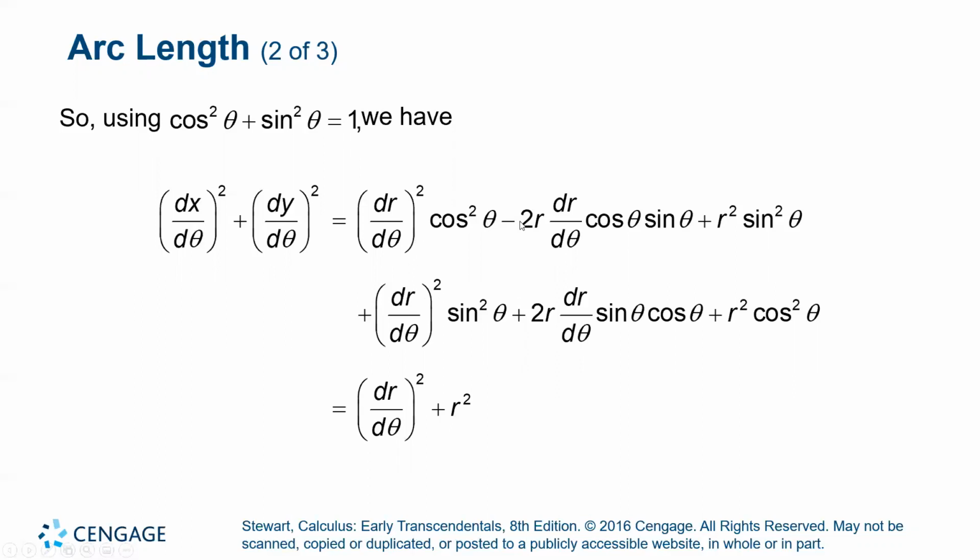But luckily, all of this, because of a minus sign here and a plus sign here, simplifies all the way down to dr d theta squared plus r squared. When we add these two terms together, you'll notice that you can factor out the dr d theta squared, and what you'll be left with is sine squared plus cosine squared, which is just 1. So this just becomes dr d theta squared. The same thing happens with these final two terms, which is why it just becomes r squared. So the sum of the squares of the individual derivatives turns into dr d theta squared plus r squared.